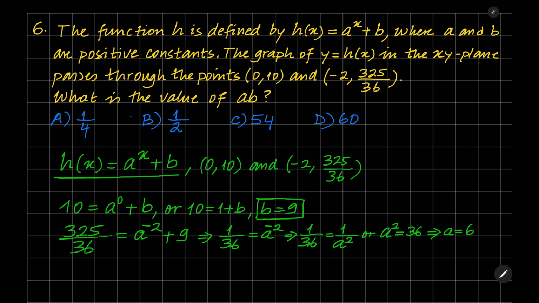Then we can easily calculate the value of a times b. Then a times b is equal to 6 times 9, which is equal to 54. That's the answer. So choice C is correct. Now let's go to the next question.